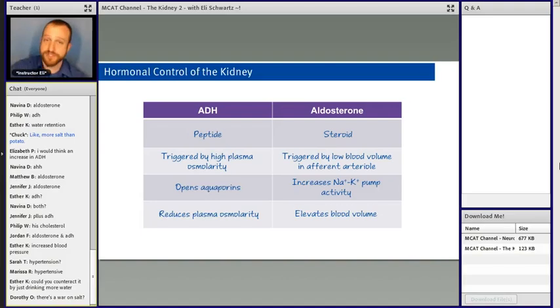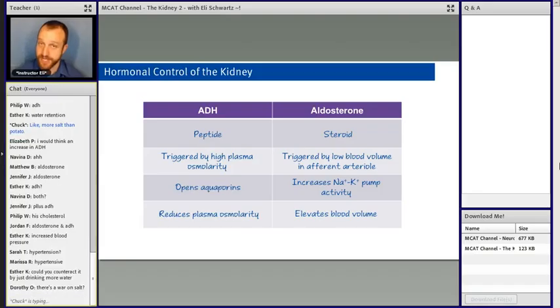because water follows salt. So if they're pumping salt back into plasma, water will follow that salt back into plasma. So both of these are moving water into plasma. Both of these are trying to maintain homeostasis, the same osmolarity, but they're doing it in definitely different ways. And this is, again, classic MCAT, trying to confuse you on which one is which.